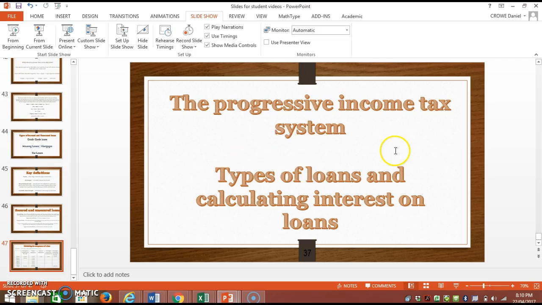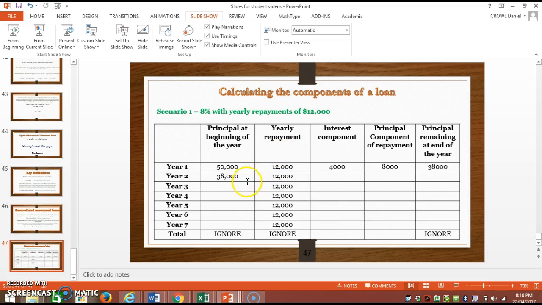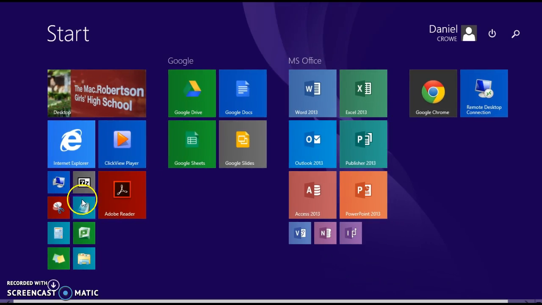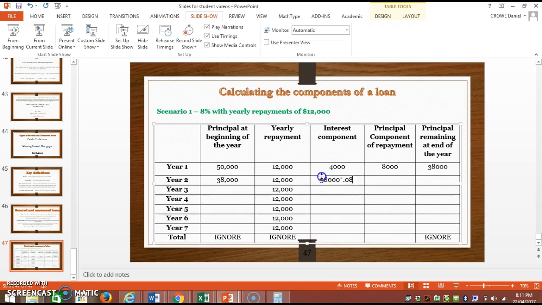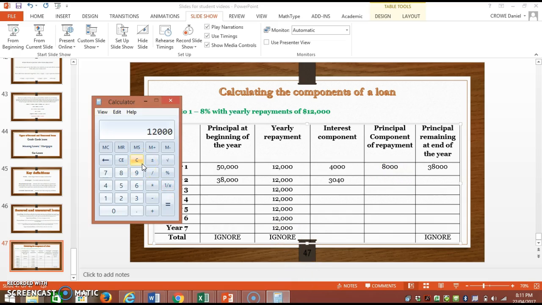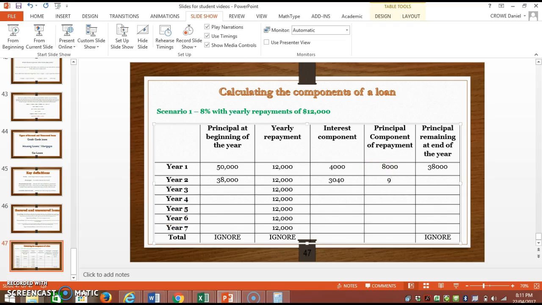In the second year, I'll just show this in this little slide. You have $38,000, so to work out your interest component, it would be $38,000 times by 0.08. Okay, so that will give you a figure. If I just grab our calculator, you'll get a figure of 38,000 times by 0.08, which is 3,040 as your interest component. If you're calculating the amount that you're going to pay off in principal, it's therefore 12,000 minus the interest, which will give you a figure of 8,960.